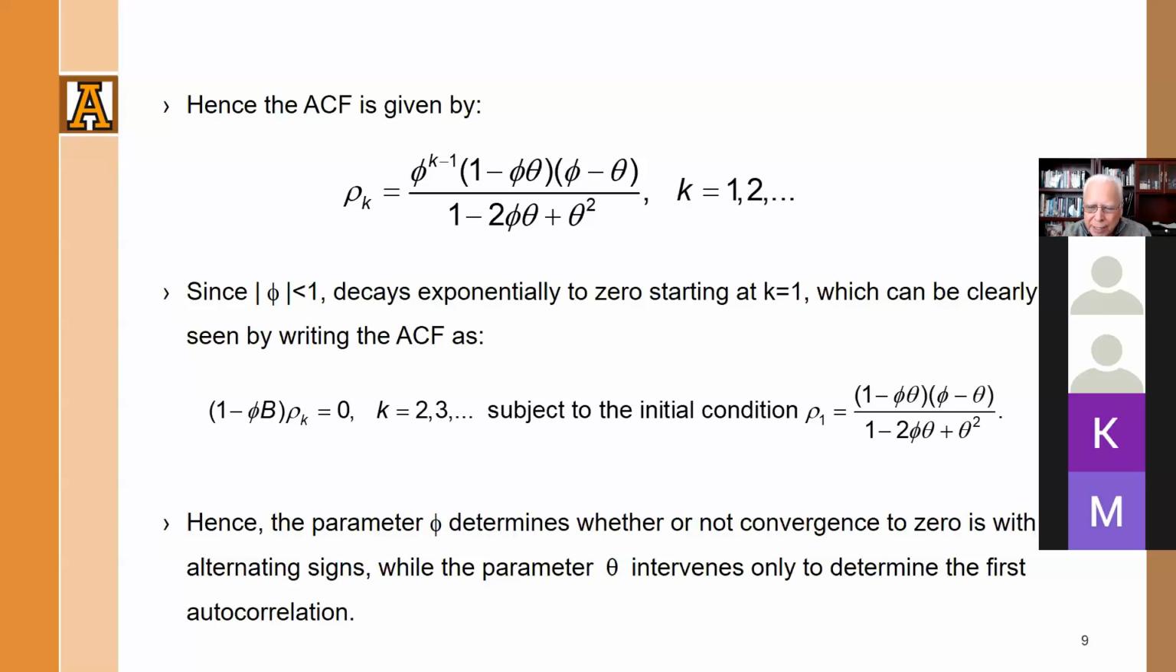And the parameter theta, this is another important thing. In an ARMA 1,1, theta only has a role in computing the first autocorrelation. Once we have the first autocorrelation, theta doesn't play a role. The moving average coefficient doesn't play any role in the autocorrelation computations.